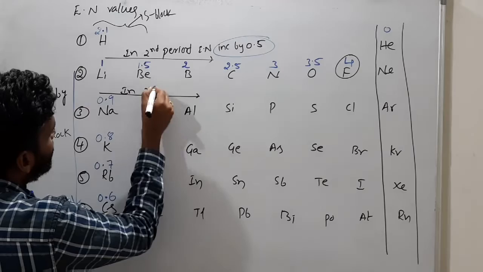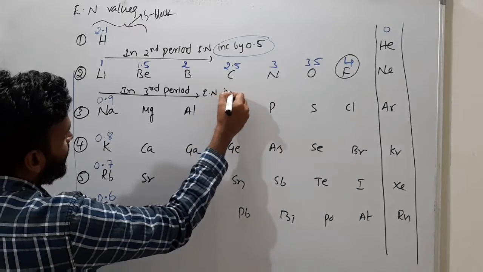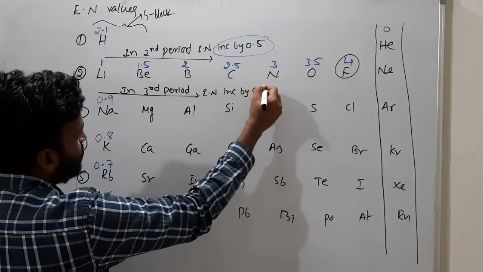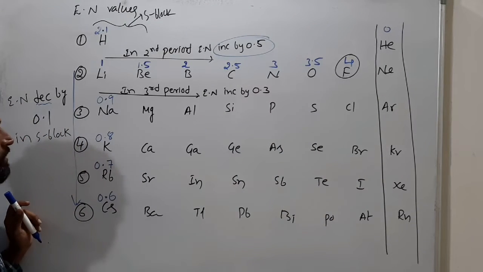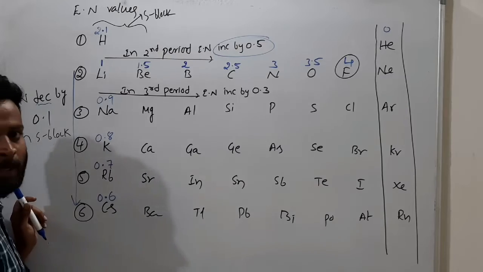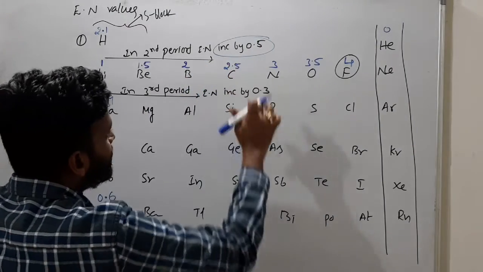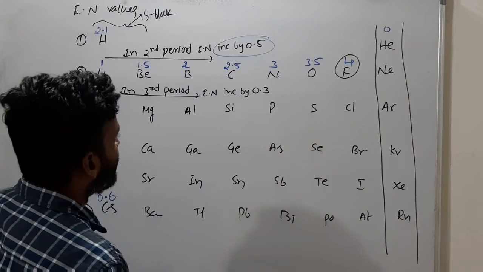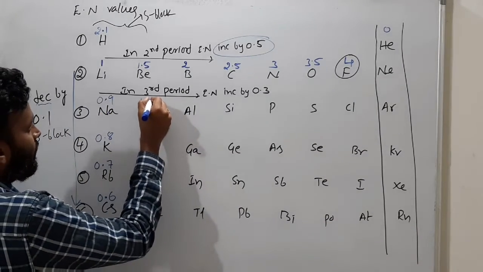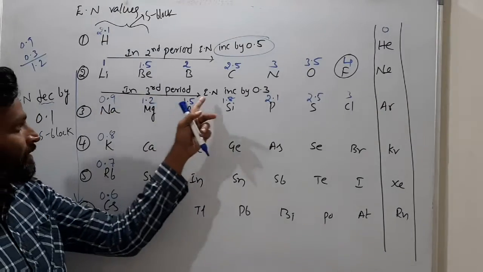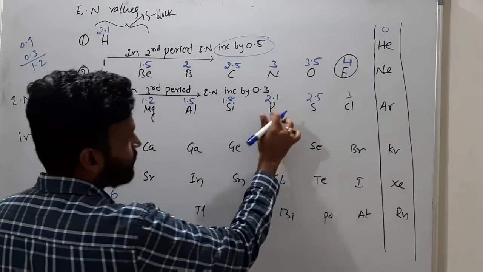electronegativity in third period electronegativity increased by 0.3. Electronegativity increased by how much? 0.3. Okay, so it's very important. In second period electronegativity increased by 0.5 and in third period electronegativity increased by 0.3. So sodium 0.9, it's a 1. Yeah, in third period electronegativity increased by 0.3, but up to phosphorus only, that 0.3.